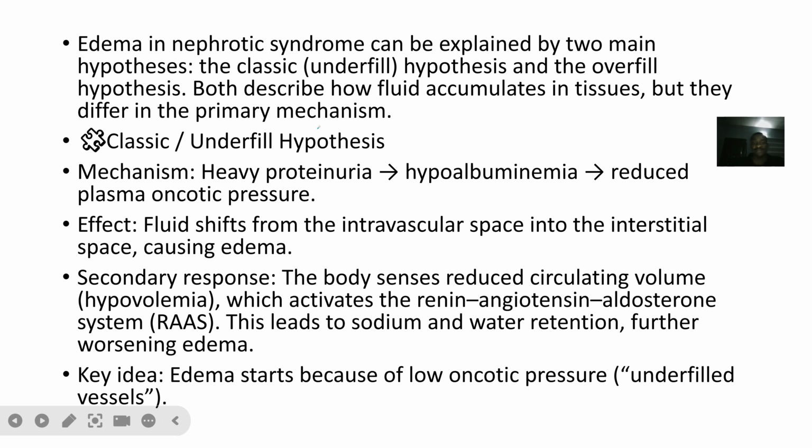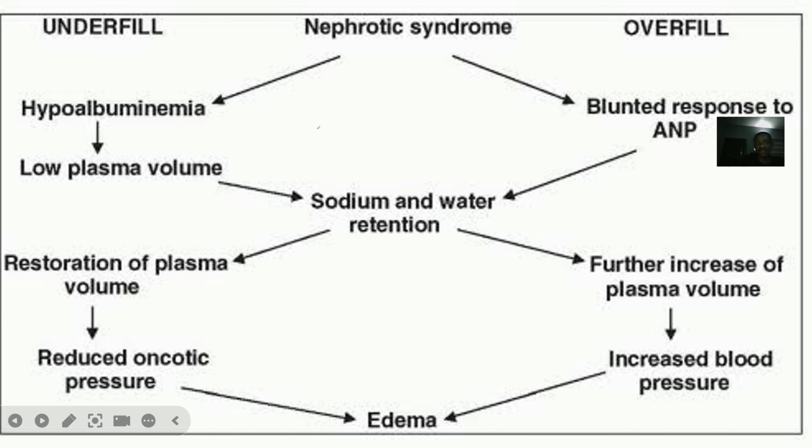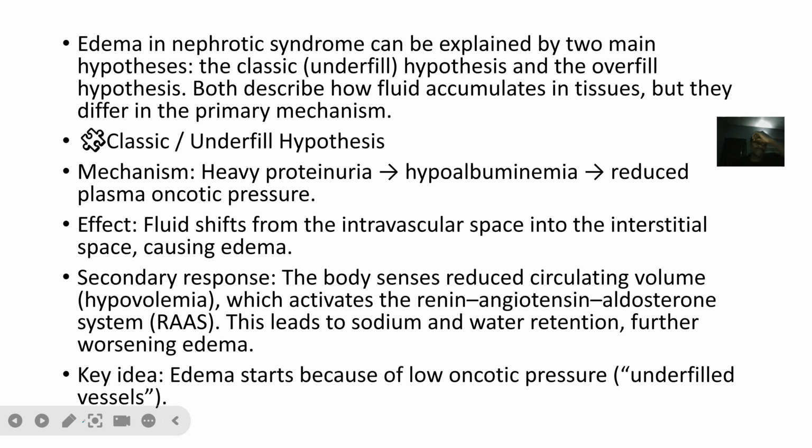So let's talk about the underfill. This is underfill here. You can pause to observe it. So underfill, we are saying that the person is losing so much protein in urine. Then protein levels in the body or blood are declining. Now protein is needed in the body to maintain high oncotic pressure, keeping fluids back in the blood vessel and not going out into the system. So the oncotic pressure will reduce.